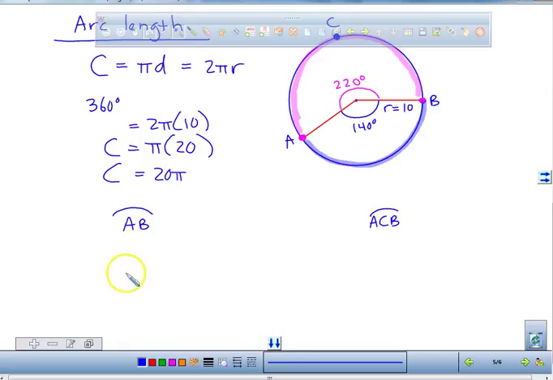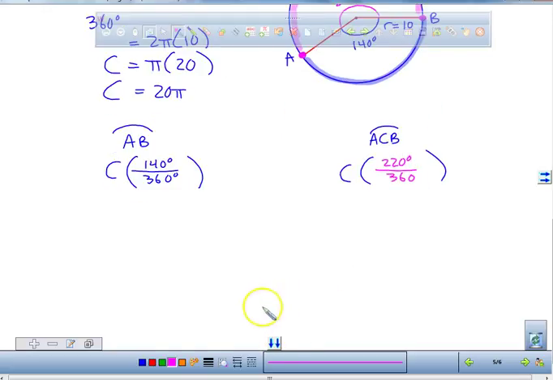So this is what you would do. You would take the circumference, whatever the circumference is, and you would multiply it by what you're searching for. How many degrees is this arc? How many degrees? 140. So you take the circumference and multiply it by 140 out of 360. Over here on this one, what's the arc length over here? What's the measure of the arc? 220. So you put 220 over 360.